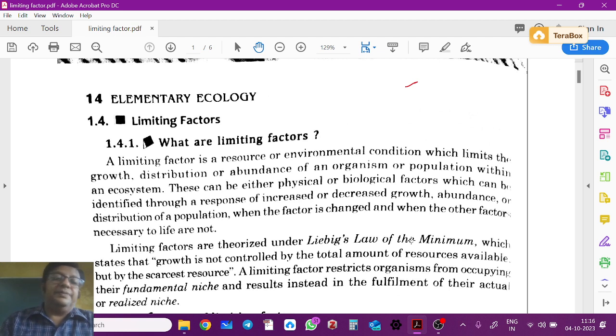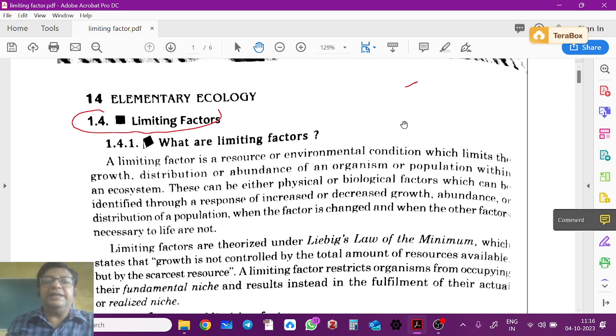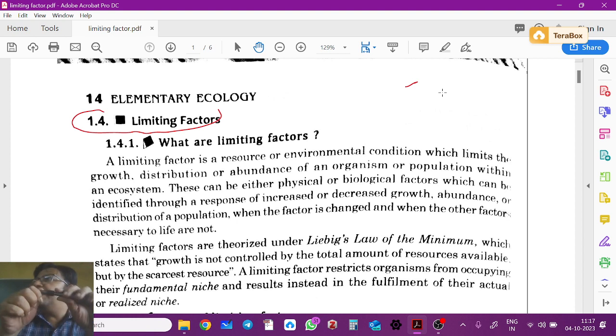So today we will be talking about limiting factors. So what are limiting factors actually? Can anybody say what are limiting factors? What do you mean by limiting factors?